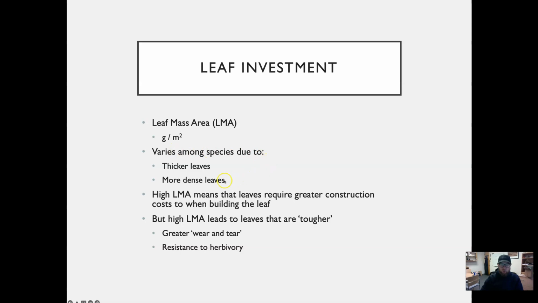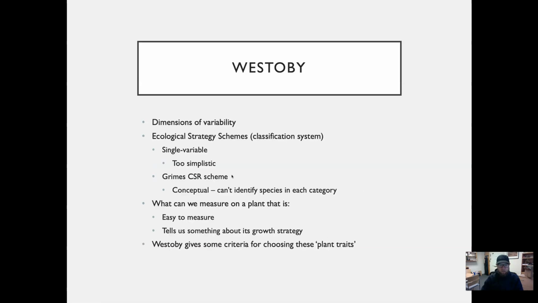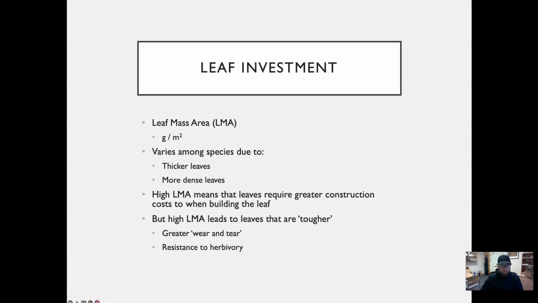Remember that the two things that are driving differences between species in LMA are either the thickness of the leaves or the density of the leaves. Not leaf size, it's only thickness and density. What high LMA means is that leaves are requiring more investment in the construction of those tissues when building the leaves. So if a plant has leaves with high LMA, it means that plant invested a lot in constructing each individual leaf. But high LMA leads to leaves that typically are tougher, so they can handle greater wear and tear, and they're more resistant to herbivory. And so that means they can stay on the plant longer, and the plant can use that investment for a longer period of time.